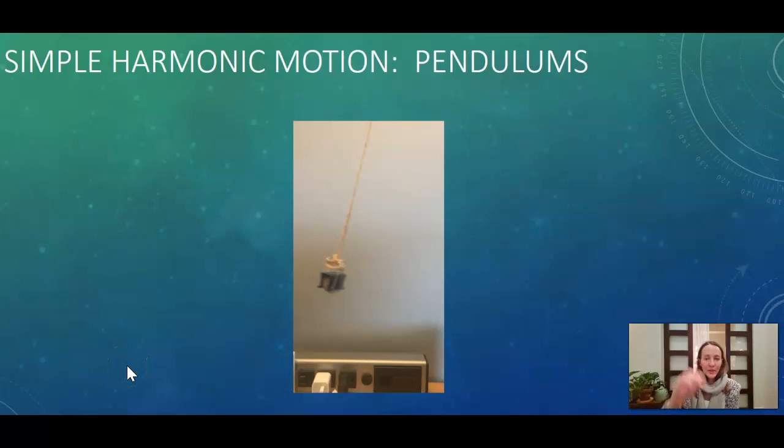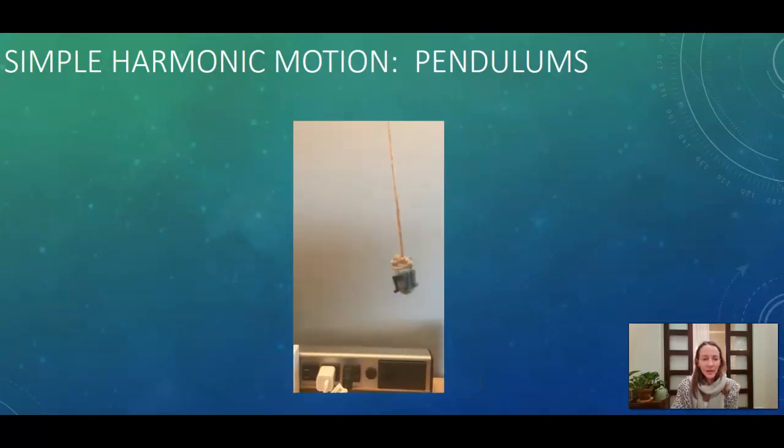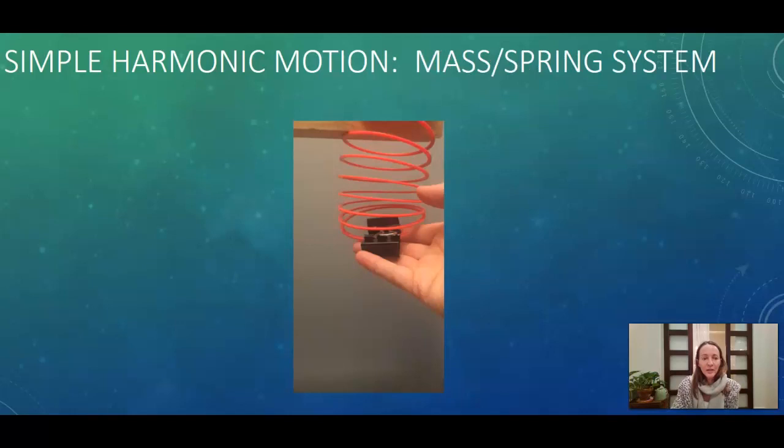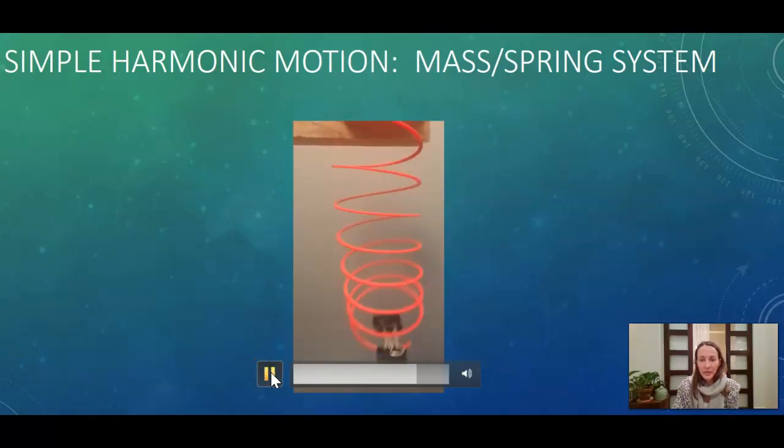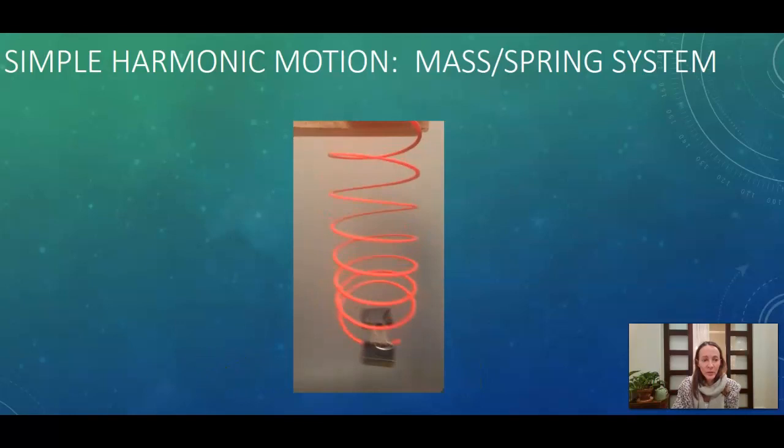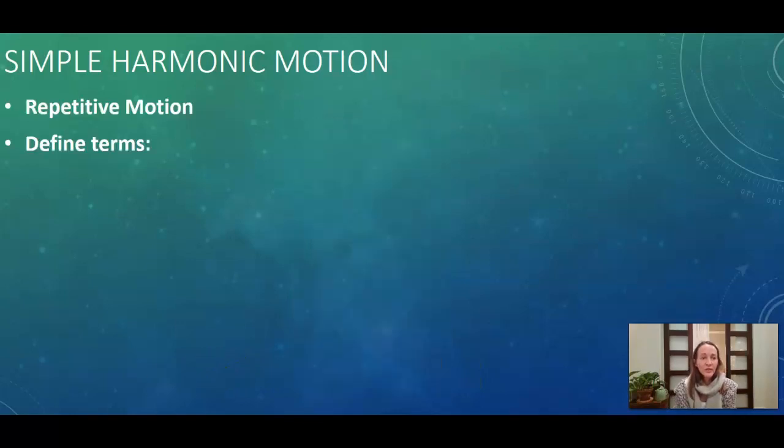So here's an example of simple harmonic motion, a pendulum going back and forth. And another example of simple harmonic motion is to put a mass on the end of a spring, a little slinky, up and down, back and forth, simple harmonic motion. So let's do some definitions.